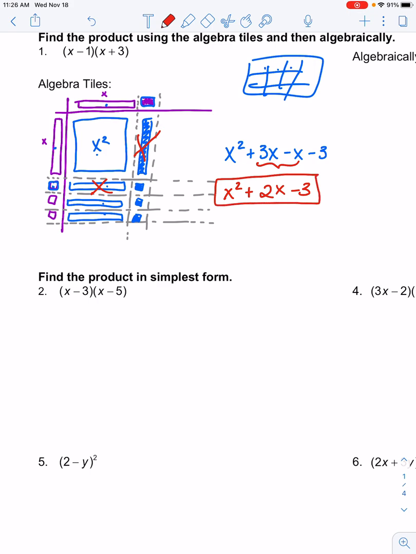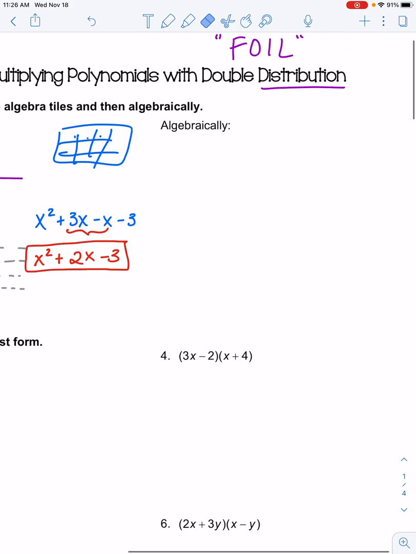Now let me go ahead and just pause here and say that algebra tiles are not the end-all be-all. If this problem said 25x plus 64 times 327x minus 24 or something, we don't want to draw 327 boxes, right? So algebra tiles only get you so far, but they do help to provide a visual, especially for those of us that like to have that visual representation. But let's talk about how to do this algebraically.